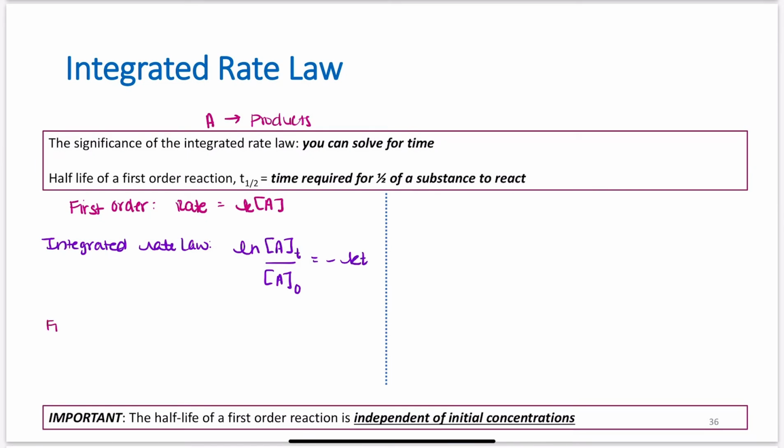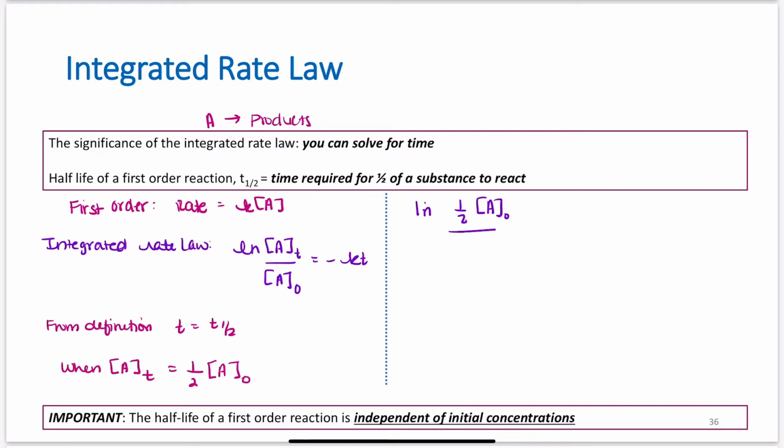From the definition, T is equal to T to the 1/2. I want to know the half-life, so time at 1/2. So T equals T to the 1/2 when the concentration of A at time T is equal to 1/2 the concentration of A initially. I want to know how much is left after half the sample has been decomposed. That means the concentration has also been halved. Natural log of 1/2 A naught over A naught.